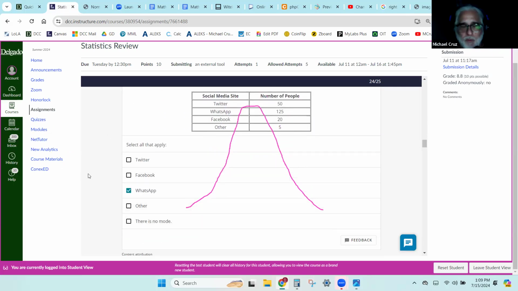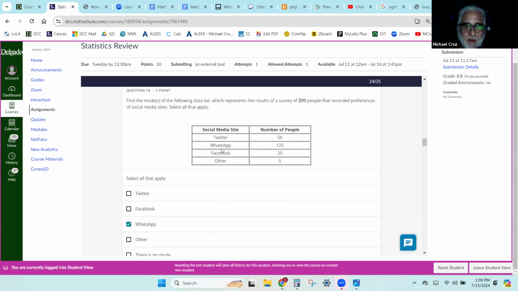You can tell the mode by just looking at the value that's got the most in it. You can even do that with this right here. It's just a chart. These are what we call the ungrouped data. There's only 4 different categories: Twitter, WhatsApp, Facebook, and other. So WhatsApp is 125. That's the one that's the most. So that would be your mode.